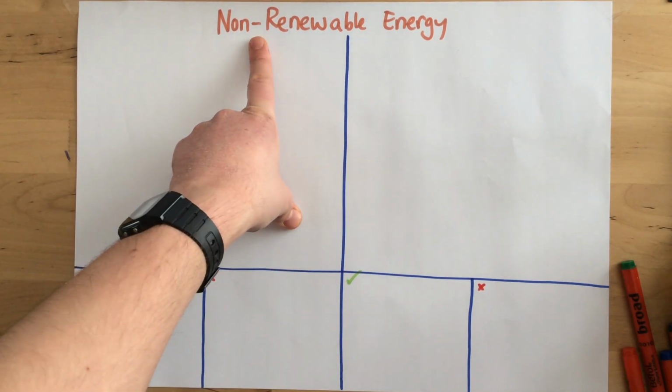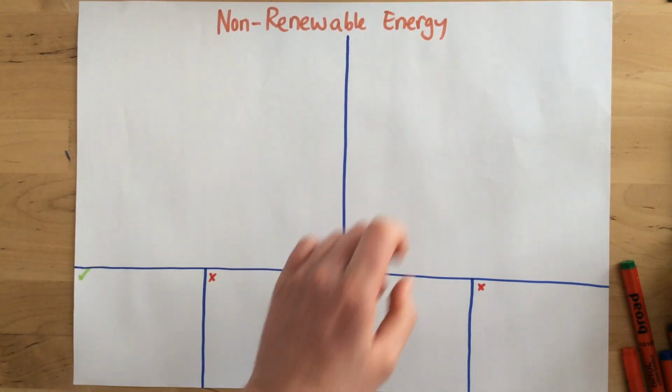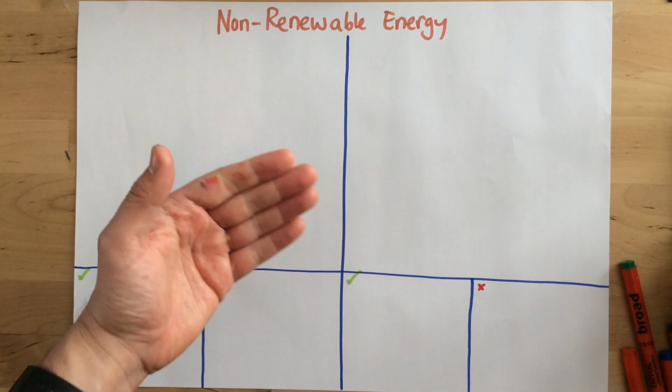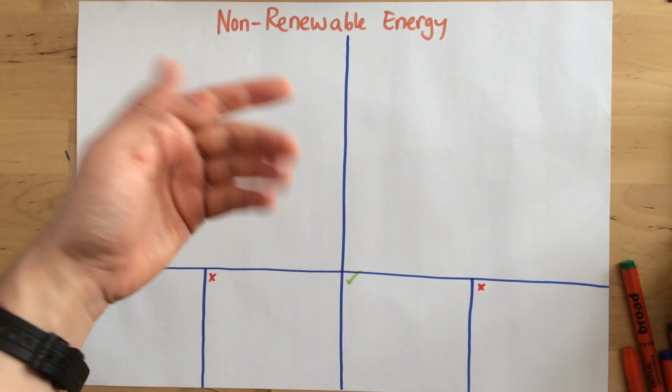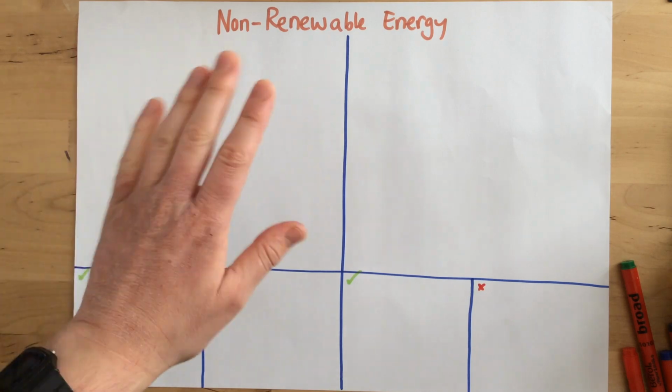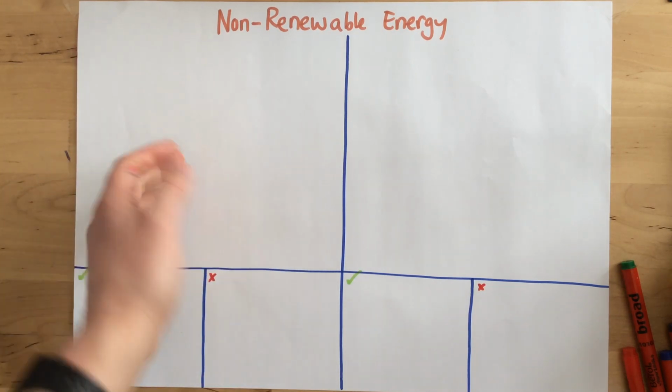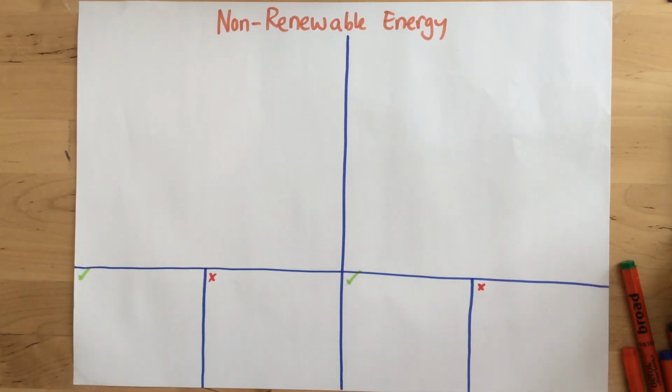Okay, so first of all, it's important we understand what is meant by non-renewable energy. A non-renewable energy source is one that is not being replenished as it's being used. So eventually it will run out when all the reserves have been used up. We can't use it again and again.